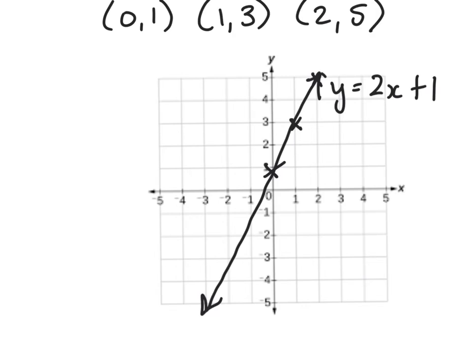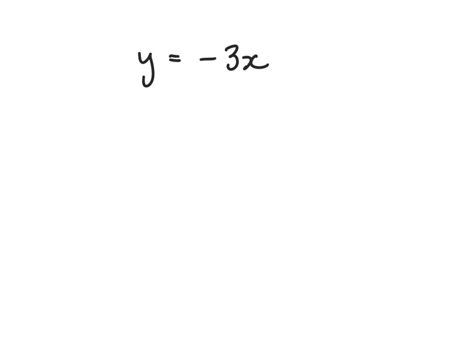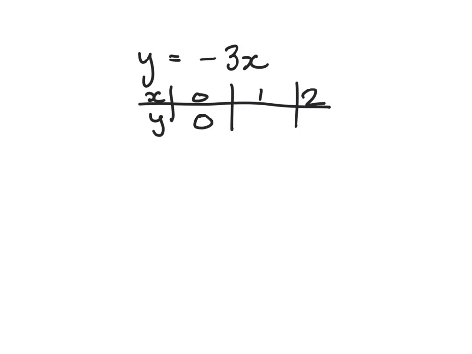We will try another example now. Y equals negative 3x. Once again, I make a table of values, x and y. I use 0, 1 and 2 for x. Y equals negative 3x if x is 0. Y equals negative 3 times 0. Y is 0. When x is 1, y equals negative 3 times 1, which is negative 3. And if x is 2, y equals negative 3 times 2, negative 6.